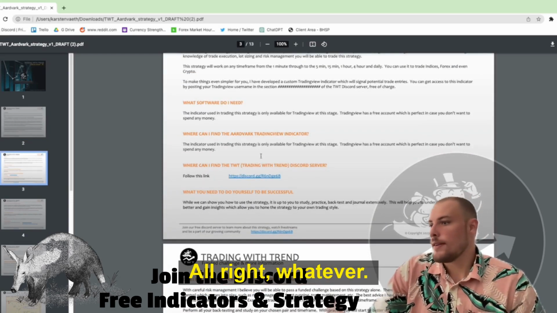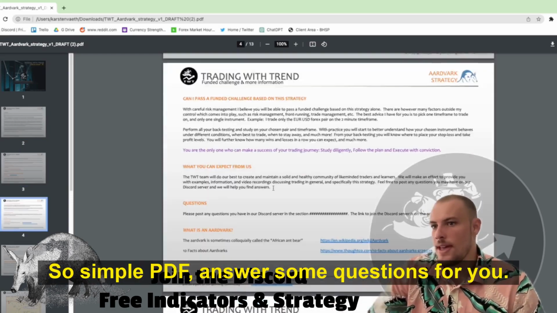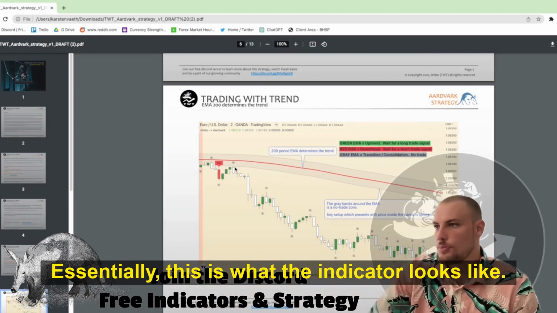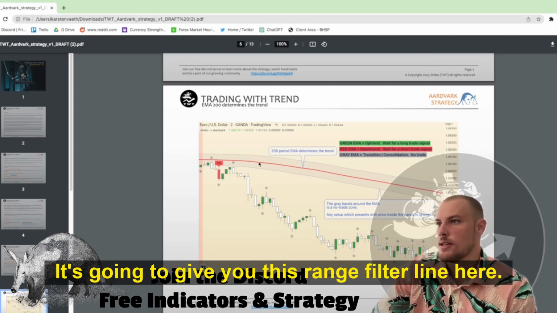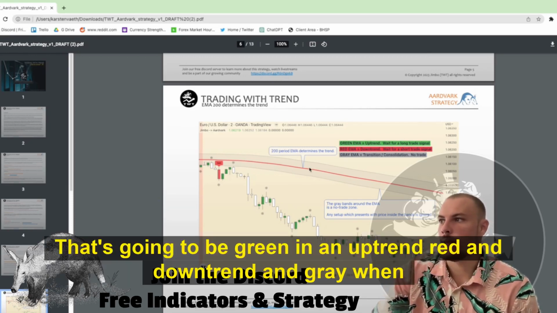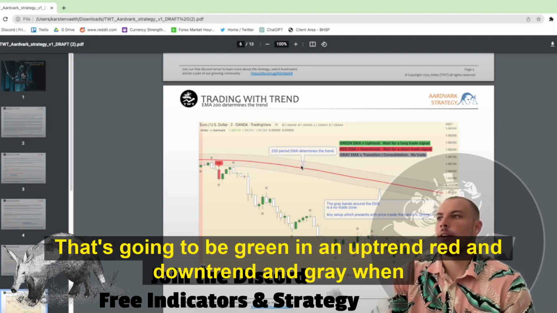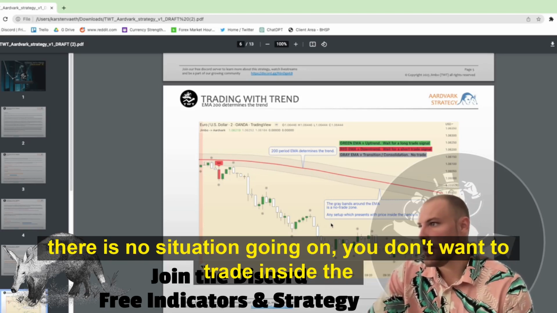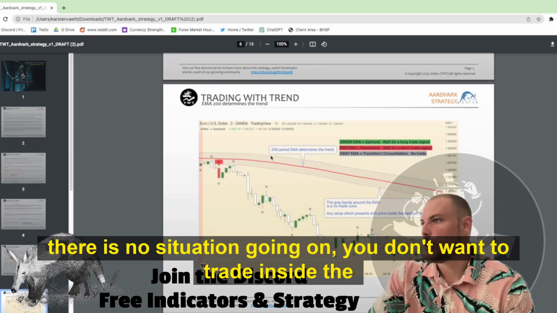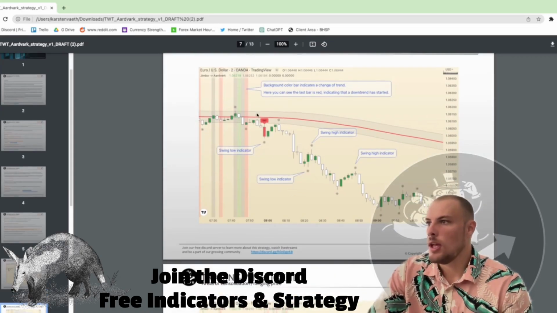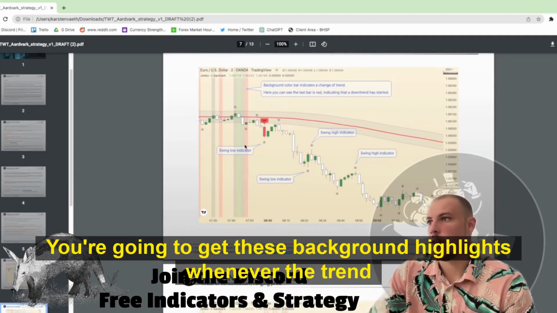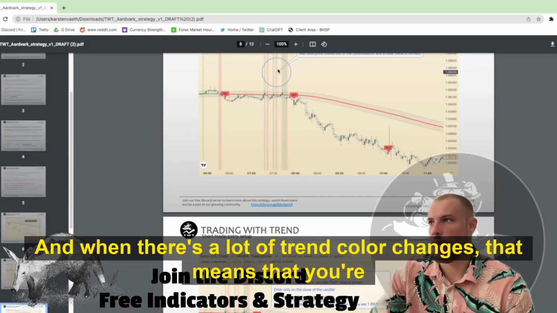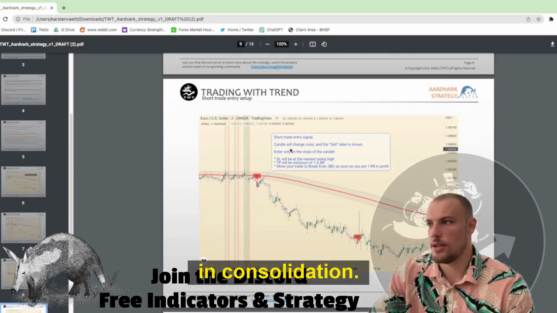All right, whatever. So, simple PDF. It answers some questions for you. It breaks it down. Essentially, this is what the indicator looks like. It's going to give you this range filter line here. That's going to be green in an uptrend, red in a downtrend, and gray when there is no situation going on. You don't want to trade inside the bands at all. You're going to get these background highlights whenever the trend changes colors. Okay, and when there's a lot of trend color changes, that means that you're in consolidation.